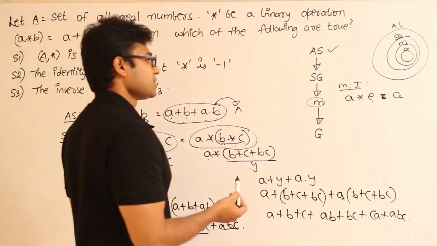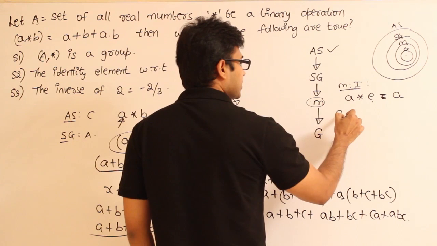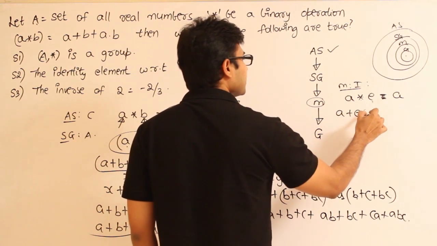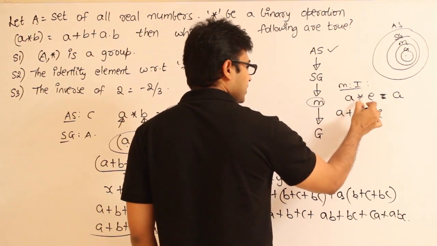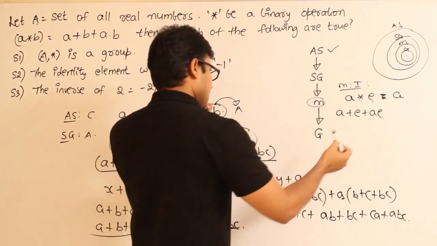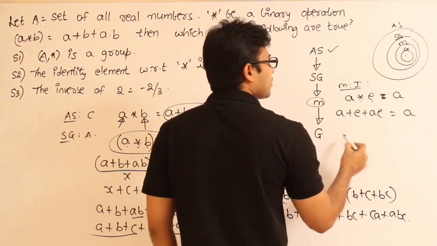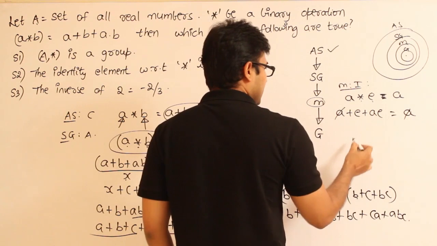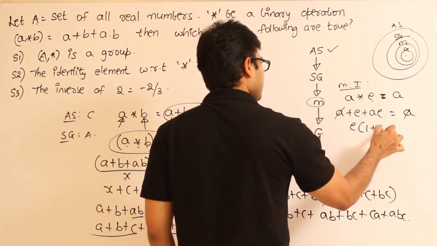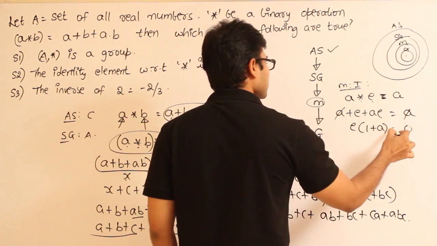Okay, now let's see this. Now this is nothing but a plus e plus ae, isn't it? By the definition of star, I am expanding it. That should be equal to a. Now what does it mean? You can cancel it out. Then e into (1 plus a) is equal to 0, right?